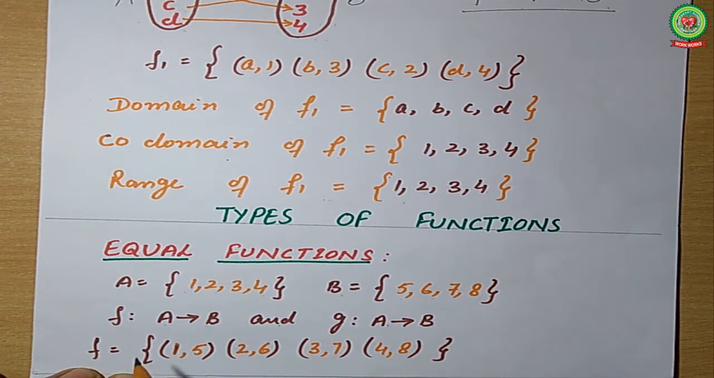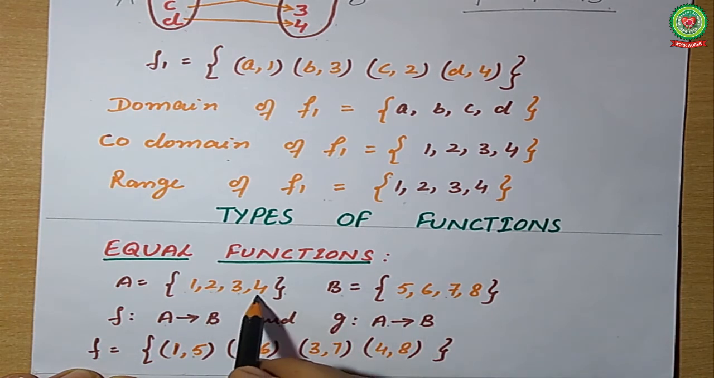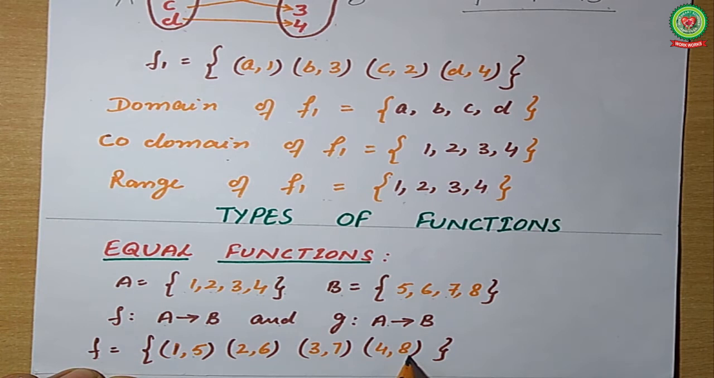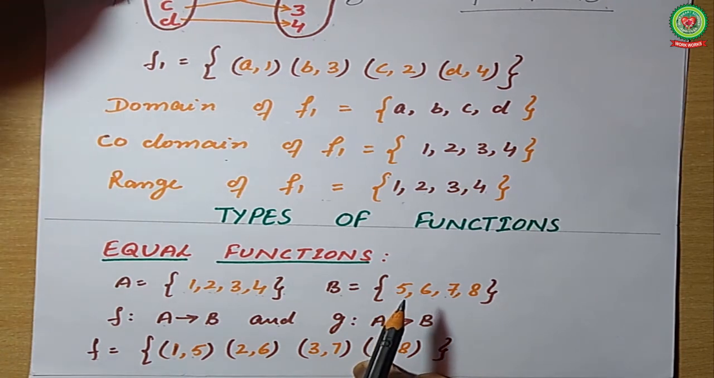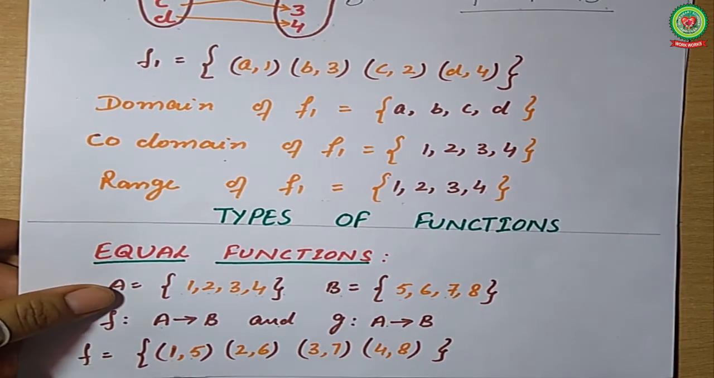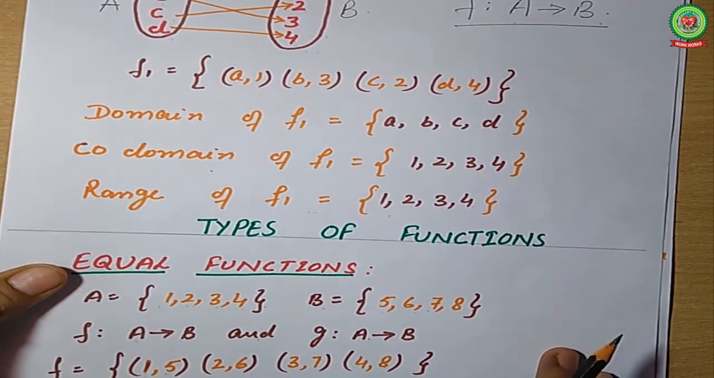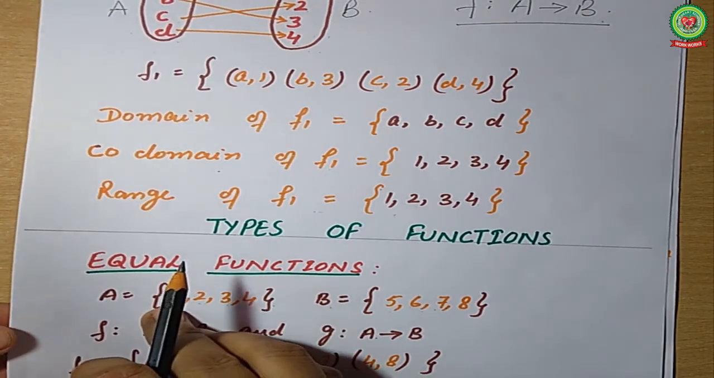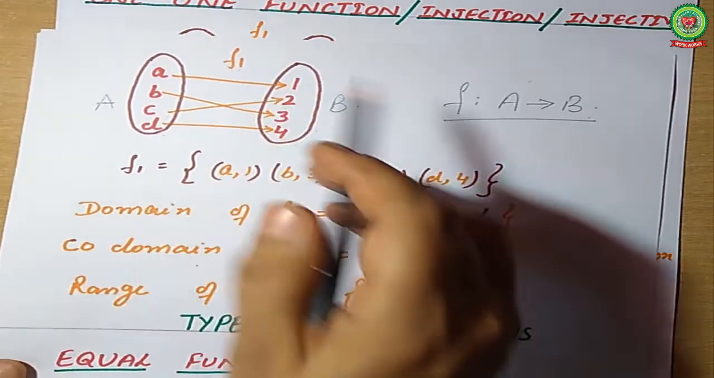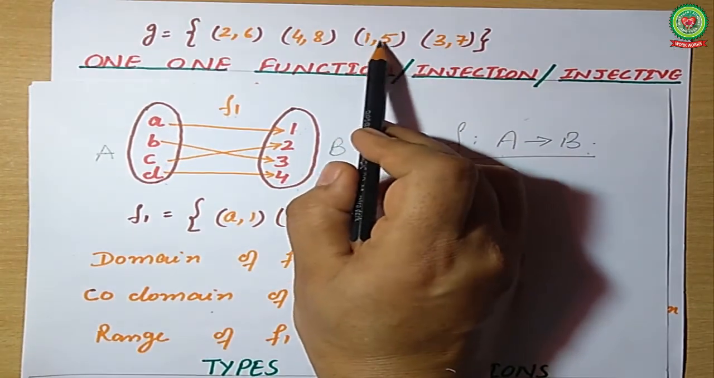Now, when we find the function F from A to B, the ordered pairs are 1, 5, 2, 6, 3, 7, 4 and 8. Under the rule, the function is this one. Now, if the G function is also having the same ordered pairs, meaning 1 has the image 5 here, we will check in the G function whether 1 has the same image 5 there. Yes, in G function 1 also has the same image 5.